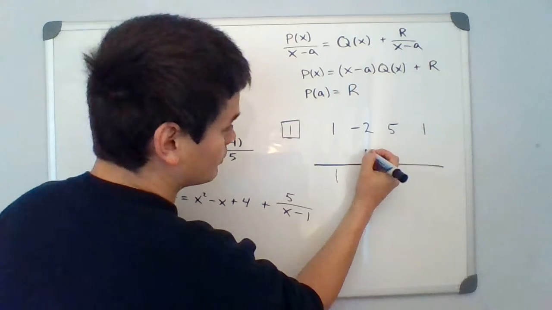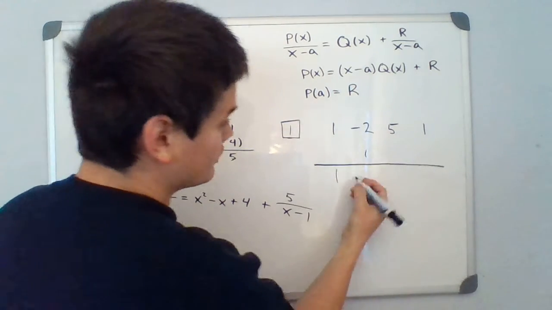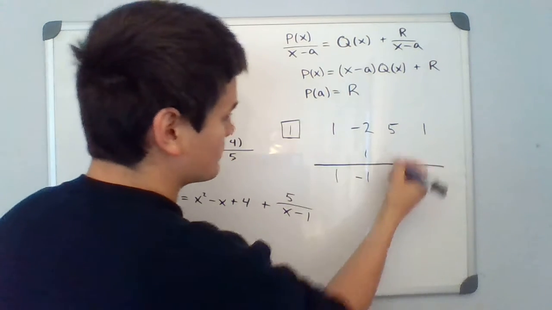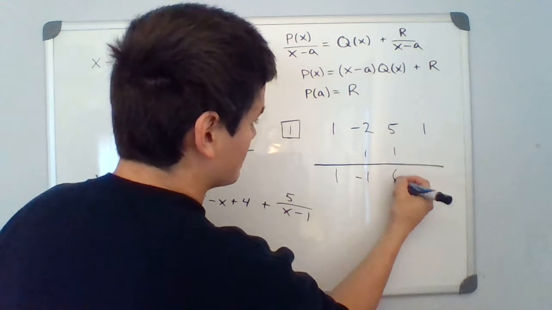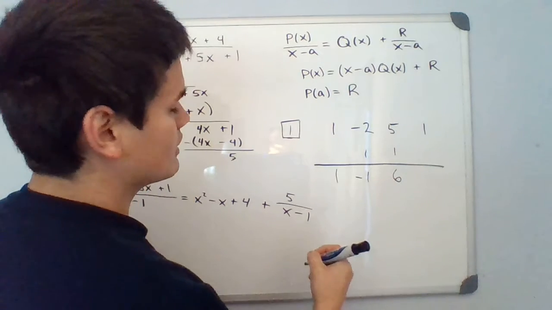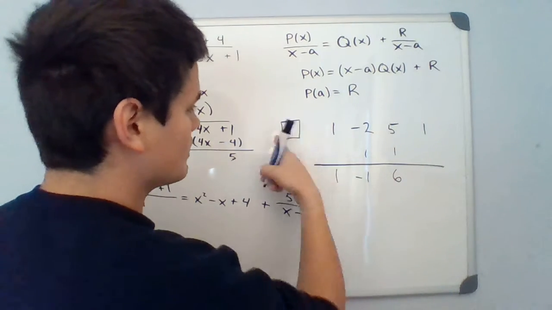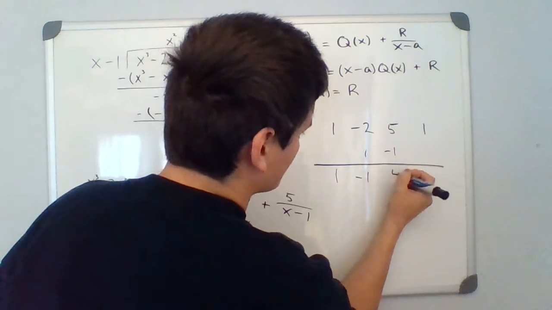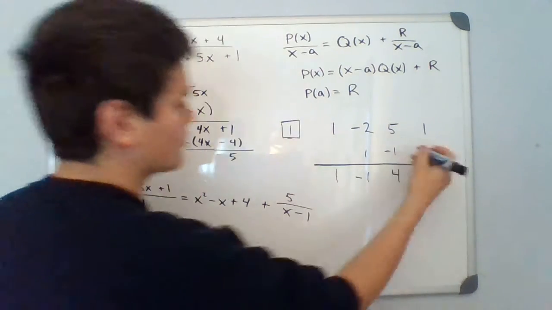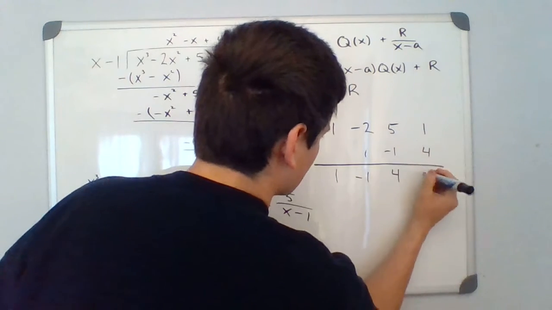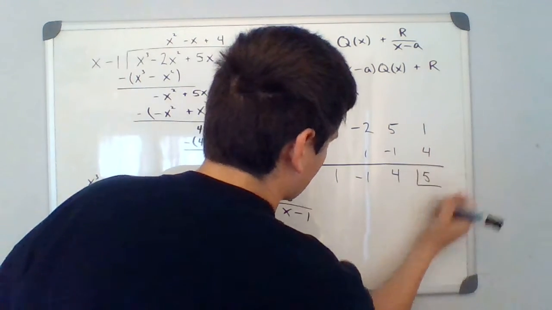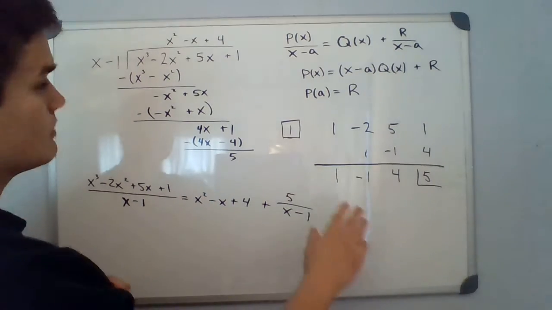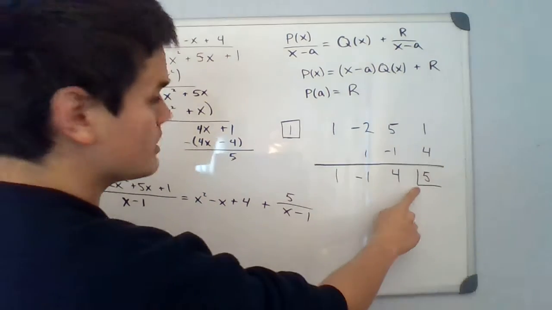So 1 times 1 is 1, and then we add up the constant. -2 plus 1 is -1. -1 times 1 is... oh wait, did I do that wrong? Negative 1 times 1 is negative 1. And then I have a 4. And then 4 times 1 is 4. Add it up and we get 5. Alright, so this is synthetic division. And I just want to point out a few things here. This is going to be our remainder.